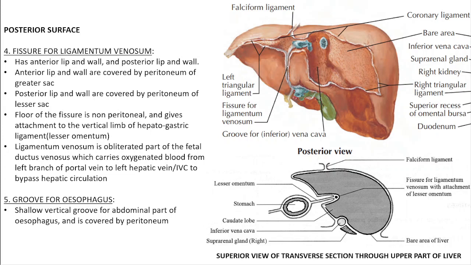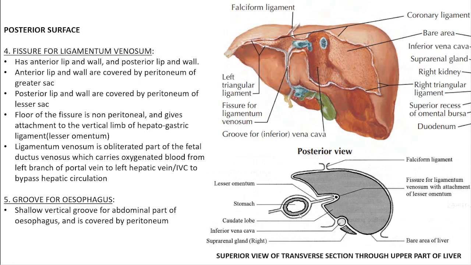So the fissure for ligamentum venosum contains 4 layers of peritoneum, the middle 2 of which are nothing but the lesser omentum. So the lesser omentum dips down into the fissure for ligamentum venosum to get attached to its floor. Within the floor is the ligamentum venosum itself, which is nothing but a remnant of the ductus venosus, a channel present in the fetus which carries oxygenated blood from the left branch of the portal vein to the left hepatic vein to bypass the hepatic circulation.